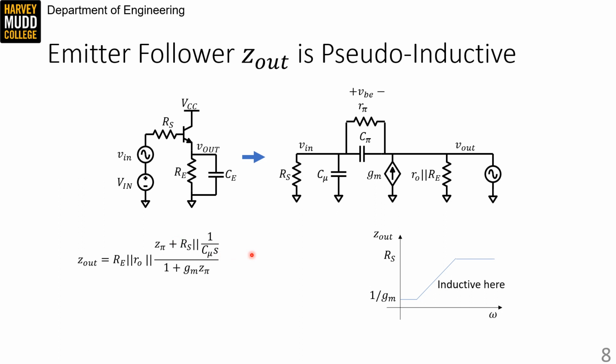Note that rs could be any other impedance. It's not necessarily going to be a resistance now that we've allowed our circuits to have dynamic effects. So for instance, if we were being driven by an emitter follower prior to this, we might see something inductive.